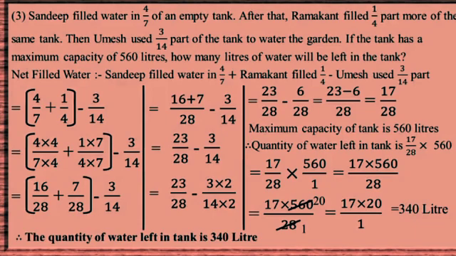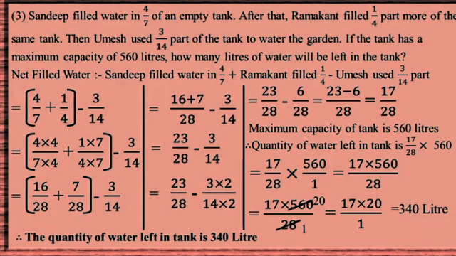Let's solve the bracket first. 7 and 4 are the denominators here. So using cross multiplication, 4 multiplied by 4 upon 7 multiplied by 4. The answer is 16 upon 28, plus 1 multiplied by 7 is 7. 4 multiplied by 7 is 28, so 28 will stay as it is. 16 plus 7 is 23.